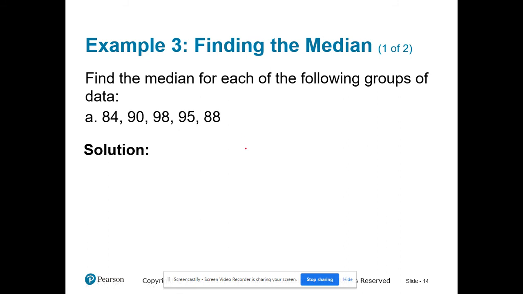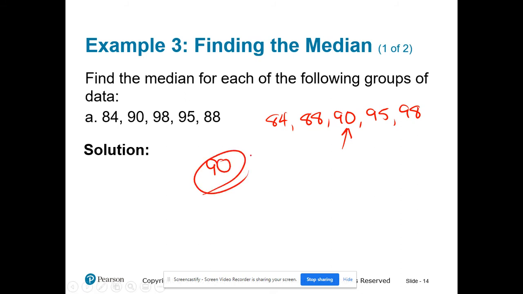All right, the first thing we have to do to find the median, and this is important, is put them in order from smallest to largest. The smallest number is 84, then we have 88 and 90, and then 95 and 98. We have to figure out how many numbers we have: 1, 2, 3, 4, 5. Since it's an odd number of numbers, we look at the middle number, and our median is 90.